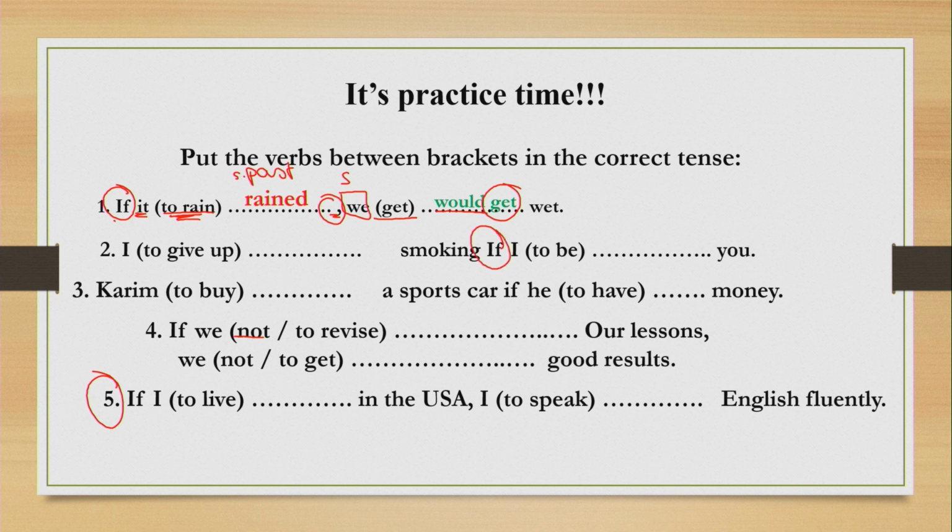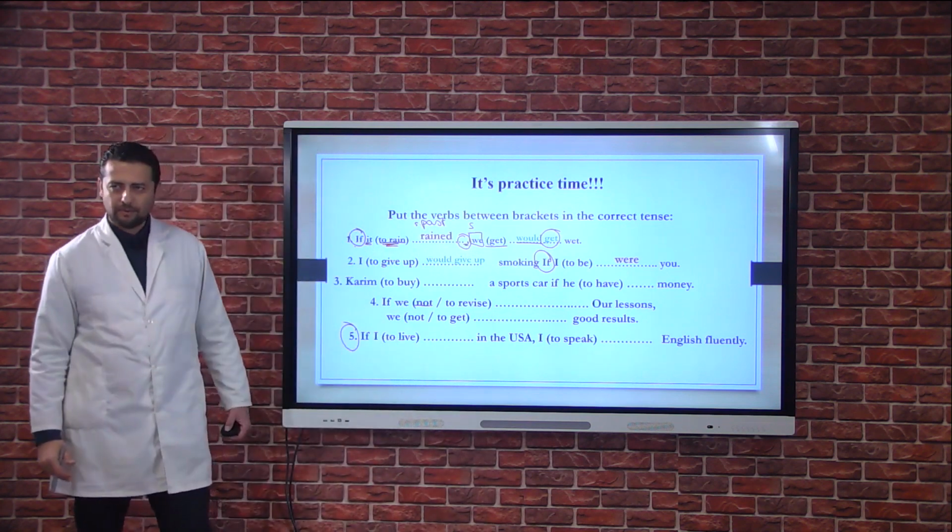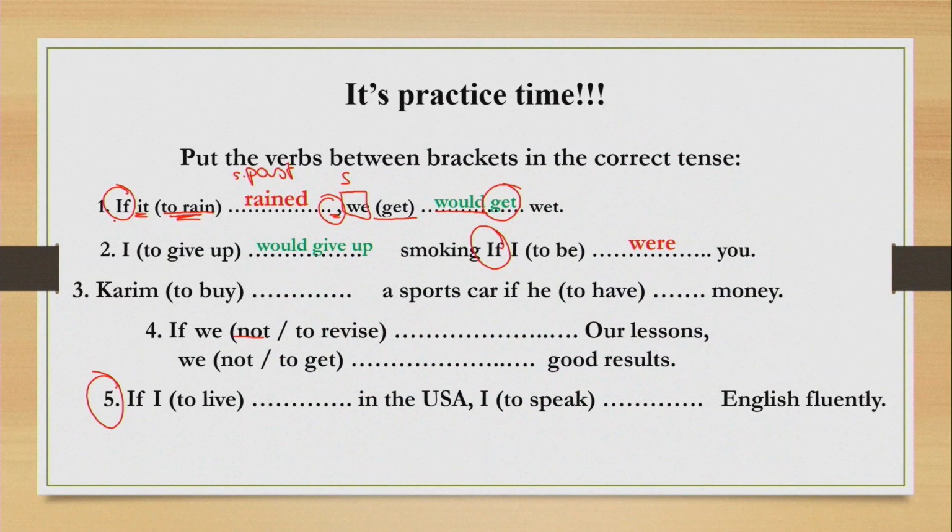So that's it. You can say, I would give up smoking, if I were you. As you can see here, what is the use of conditional type 2 in this situation? That's it. It's used here to give advice to someone. For example, I would give up, which means I would stop smoking. If I were you, if I were in your position, I would stop smoking because you know smoking is bad for health.